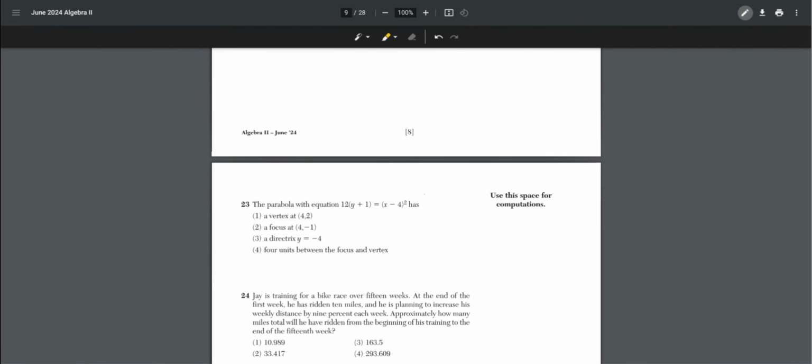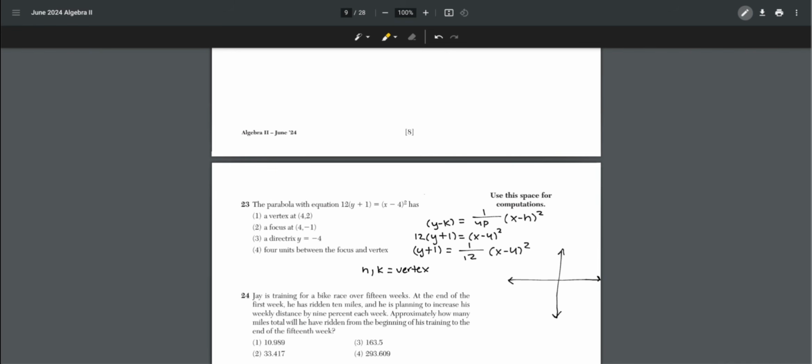Number 23. The parabola with the equation 12(y + 1) = (x - 4) squared has. So we can set up the equation in a way that's more familiar to us, where y minus k is equal to 1 over 4p times x minus h squared. We can move the 12 to the other side. So this is y plus 1 is equal to 1 over 12 times x minus 4 squared.